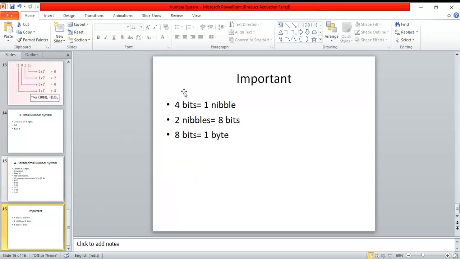Important: 4 bits is equal to 1 nibble. 2 nibbles is 8 bits and 8 bits is 1 byte.